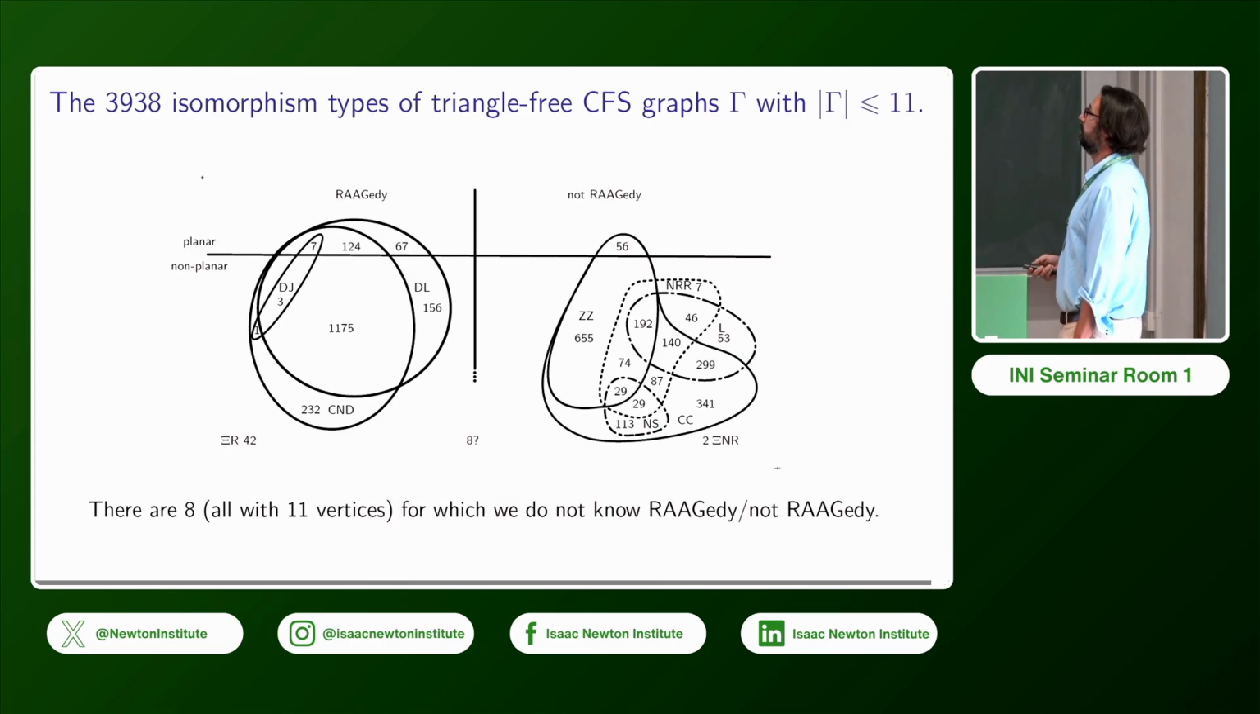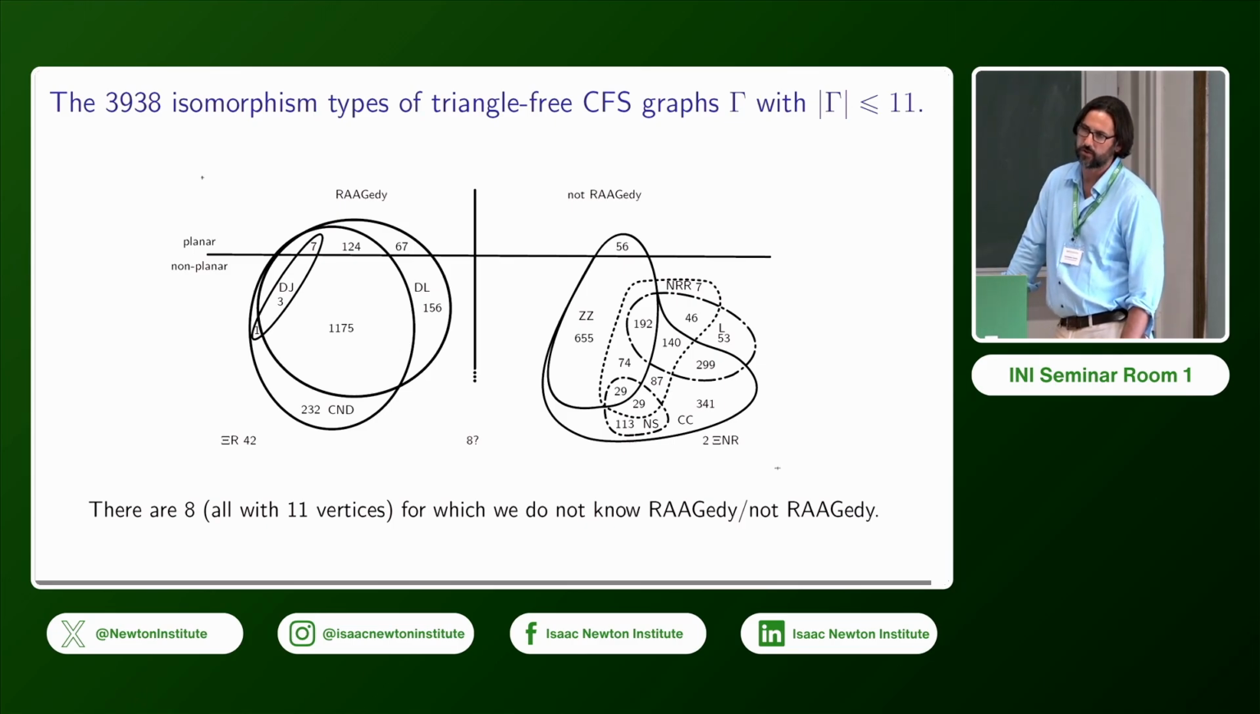So the conclusion, how well are we doing? Well, we enumerated the 3,938 isomorphism types of triangle-free CFS graphs with at most 11 vertices. This is what we found. So this is the ones that are QI to some RAG, and this is the ones that are not. The planar and non-planar distinction, there was an earlier paper of Nguyen and Tran who handled the planar case, the case where the presentation graph was planar. So the planar part of the diagram was already known.